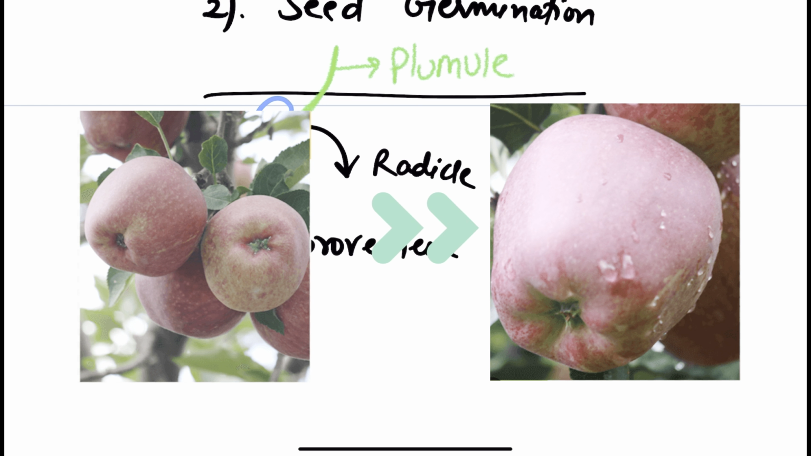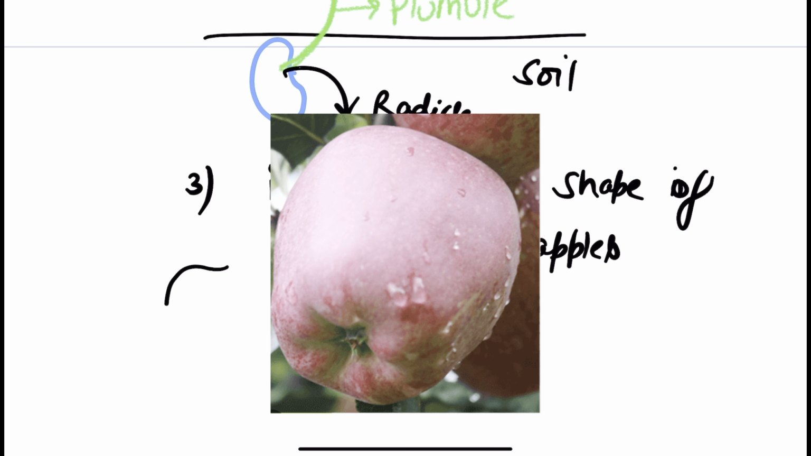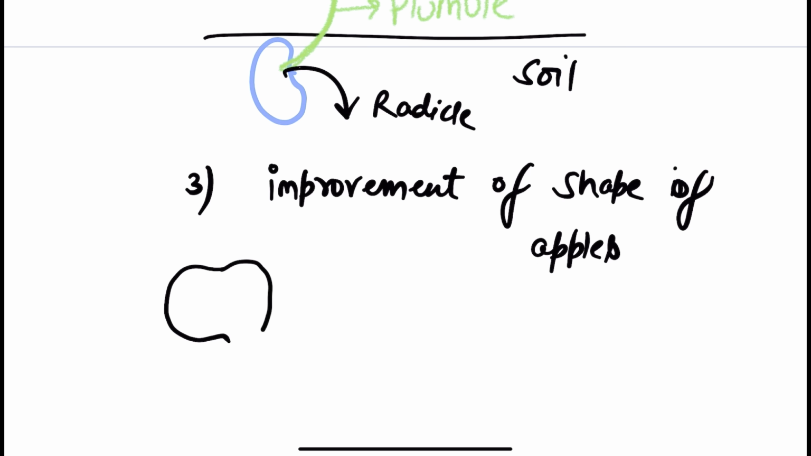And the third function you can remember in case of GA is that it is responsible for the improvement of shape in apples. You are able to see the shape of the apple in the market, a very beautiful shape, right? I'm drawing it like this so you can understand. This is the apple, and its shape can be improved, and it can increase its market value, and it can be sold at a higher level. So the hormone responsible for the improvement of shape in apples is gibberellic acid. So this was the second hormone.